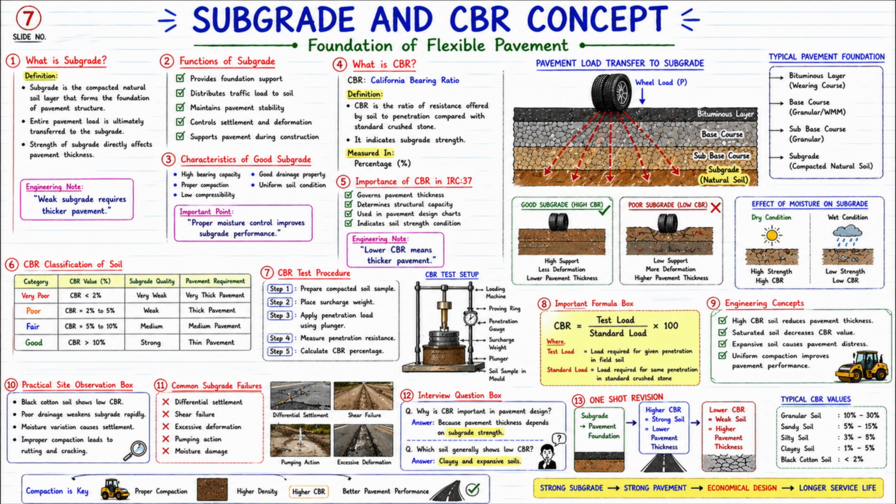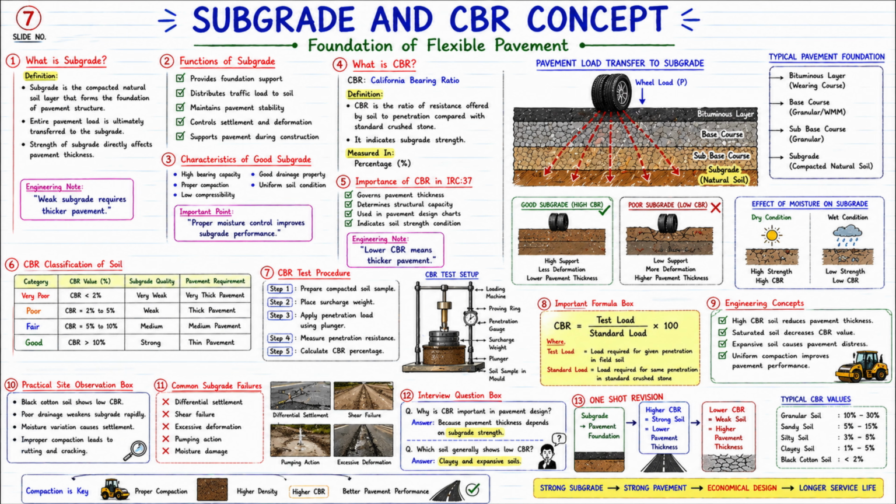Now look at the right side diagram. Wheel load is being transferred from top to bottom. And finally all the stress is reaching the subgrade. Now see the comparison below. Good subgrade: high CBR, high support, less deformation, lower pavement thickness. Poor subgrade: low CBR, lower support, more deformation, higher pavement thickness.